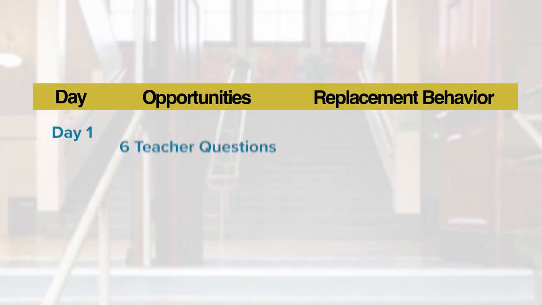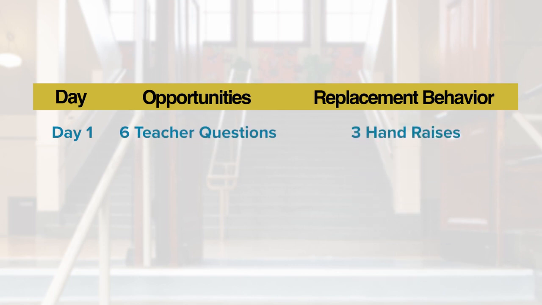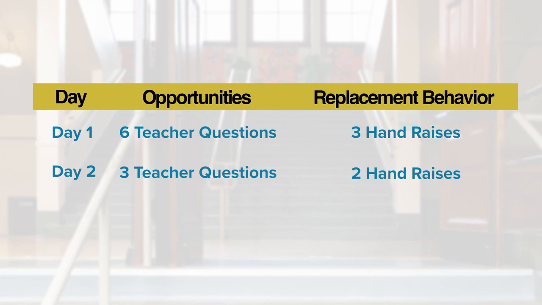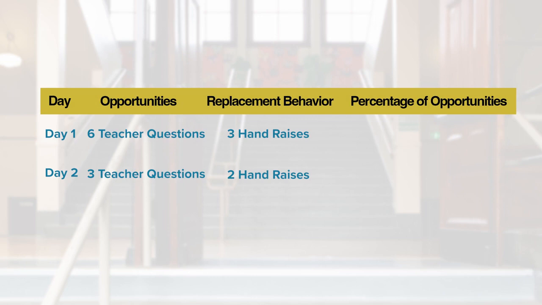On the first day, the teacher posed 6 questions, and the student waited to be called upon 3 times. The next day, the teacher posed 3 questions, and the student waited to be called upon twice. If we just look at the frequency, their hand raising went from 3 to 2, and it looks like it's going down. But the teacher provided different numbers of opportunities for waiting on these 2 days. On day 1, they raised their hand 3 of 6, or 50% of opportunities, and on day 2, they raised their hand 2 of 3, or 67% of opportunities.